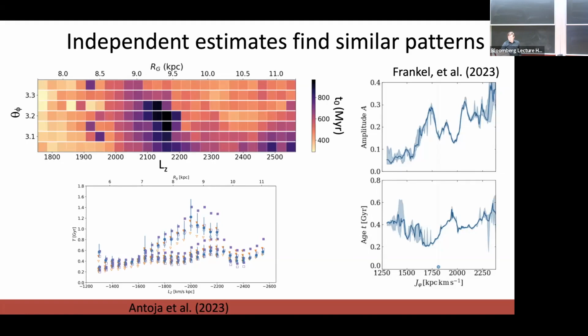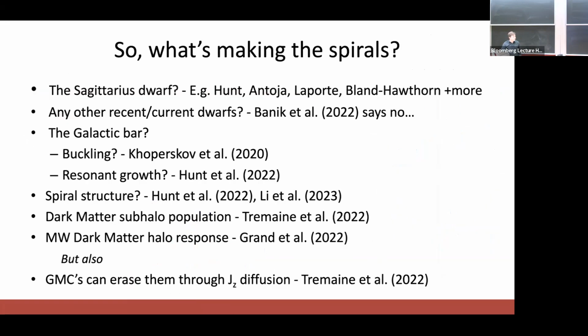And so that's what I've mostly ignored so far, what's actually making these phase spirals. We know how to measure them, we can map them, we can model them, but what actually causes them? Well, one of the leading contenders when we first discovered it was the Sagittarius dwarf galaxy.